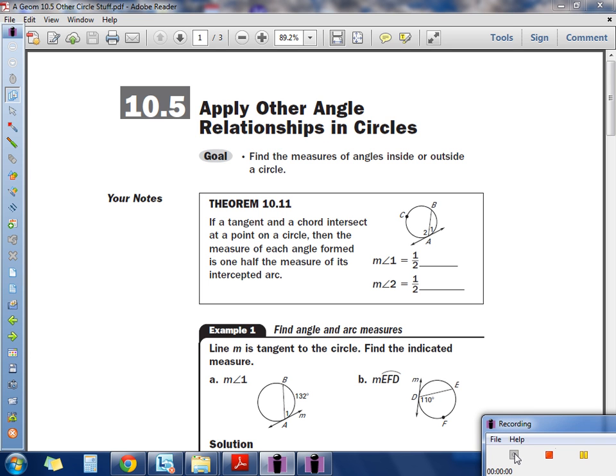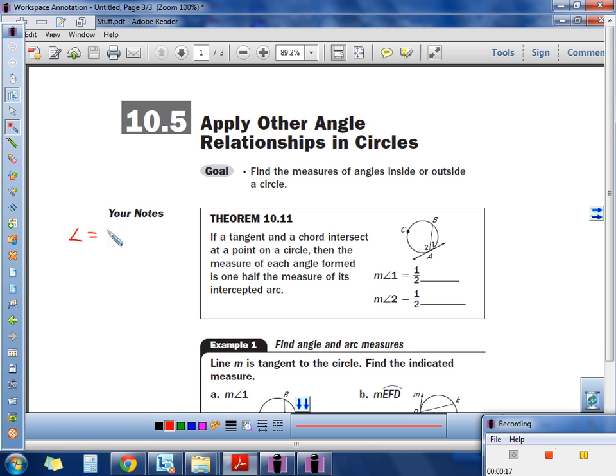Today's lesson deals with more angles and arcs on circles. In this first little problem, we're going to stick with our little formula that says the angle is half the arc. So I would definitely write that out to the side. Angle is half the arc. That's always going to hold true whenever the vertex is on the circle.